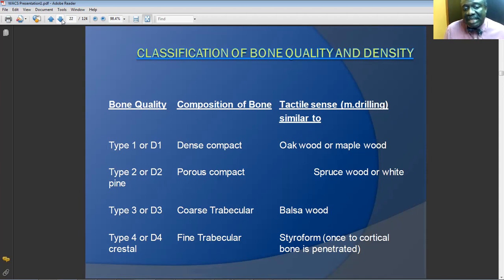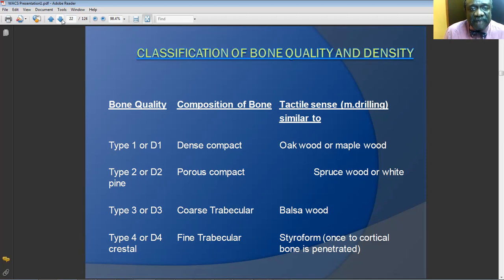D2, which is the same thing as type 2 bone, is porous compact. In other words, it has a lot of compact bone and there is some limited amount of cancellous bone. And when you are drilling into it, it feels like drilling into spruce wood or white pine. And you find D2 bone in the posterior mandible.